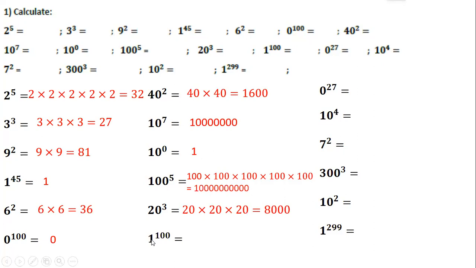Yes, Ghadi. Yes, miss. 1 to the power 100. What's the answer? Miss, 100. Ghadi? Yes, miss. Habibi, 1 to the power 100. What's the answer? Miss, 1. Yes, the answer is 1. Thank you, Ghadi. Mute, please.